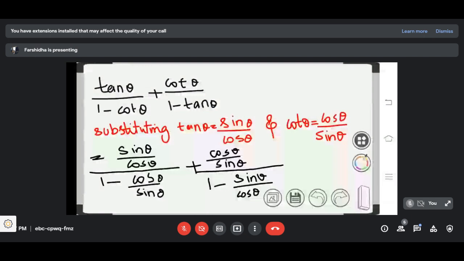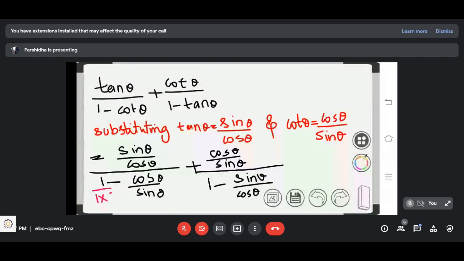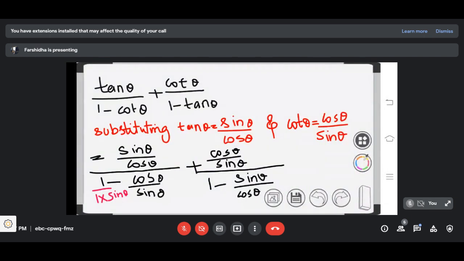Now in the next step, we'll make the denominator same, taking the LCM, sin theta. I will multiply this into sin theta so that denominators will be same, sin theta, and the numerator into sin theta. This side also, here you have cos theta. So you need to multiply it by cos theta, numerator also cos theta.